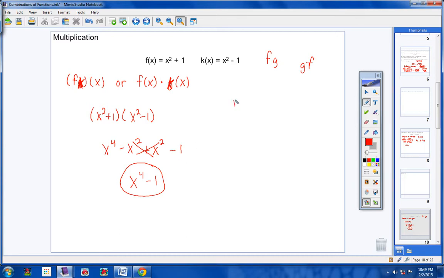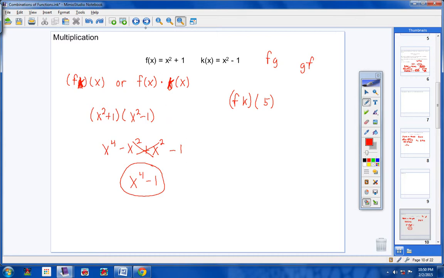And once again, if you were given this notation here, f times k of 5, that simply means multiply your two functions together, and then whatever you get out, go ahead and put 5 in for x, and get out a number, okay? So there we go, okay? That's multiplying two functions together.